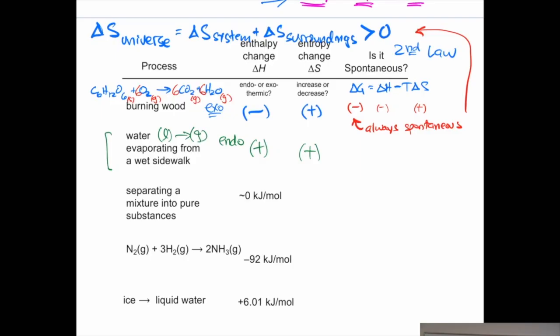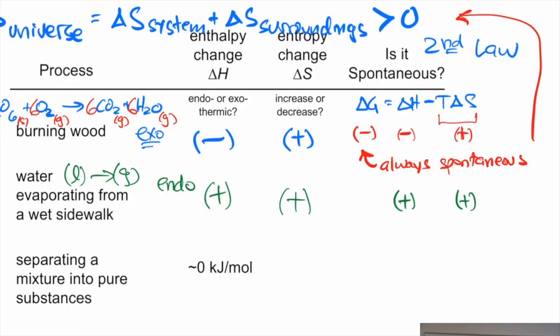If delta H is positive and delta S is positive, so we have a positive number and we're subtracting T delta S, right? Delta S is still positive, so we're taking a positive number and subtracting something from it. So, is it spontaneous or is it not spontaneous? It depends. Depends on what? Temperature? You need a really high temperature. That's exactly right. It depends on the temperature.